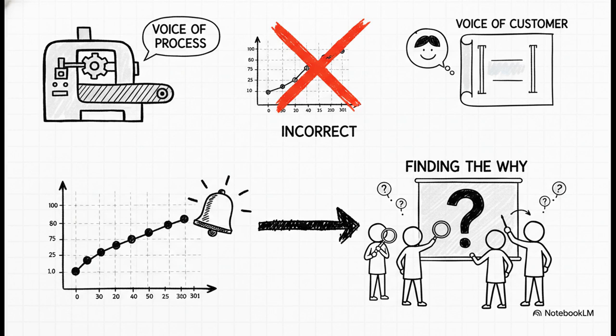Before we wrap up, a couple of golden rules you have to remember. First, and I can't stress this enough, never ever put your customer specification limits on a control chart. They don't belong there. Your control limits are the voice of your process. They tell you what your process is actually doing. Specification limits are the voice of your customer. They tell you what you want it to do. They are two totally different things.